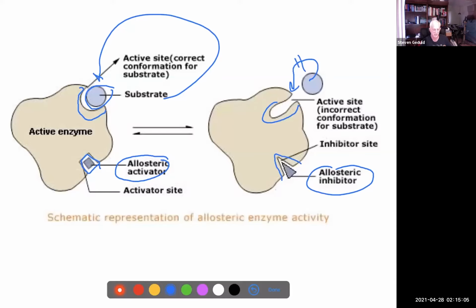But this is allosteric enzyme activity. Allosteric is when something binds to a second site, and that binding modifies the active site. If it's positive, it modifies the active site so the site will accept the substrate. If it's negative allosterism, it binds to the secondary site and causes the active site to change its shape so the substrate cannot fit. That's allosterism.